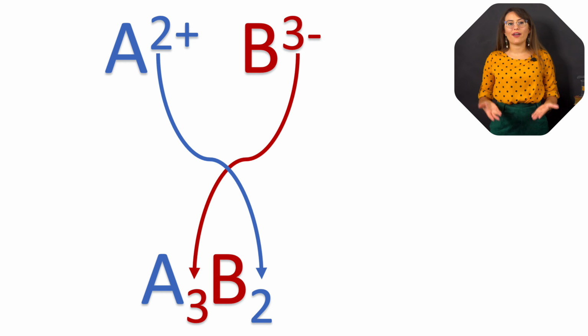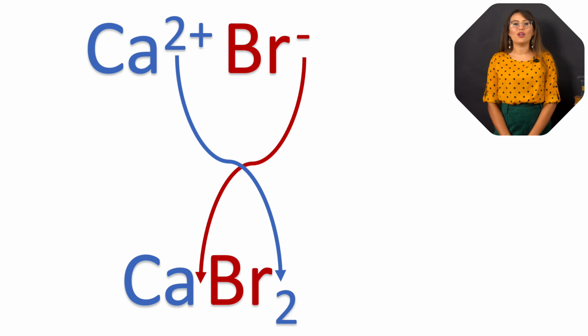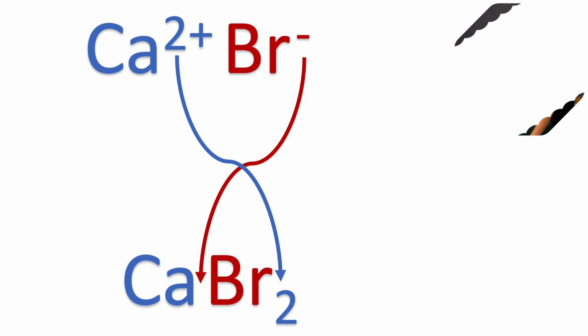For example, if we have calcium and bromine, calcium will form a +2 ion and bromine will form a -1 ion. So in order for this ionic compound to be neutral, we swap the charges and make them subscripts so that we have 2 bromine ions for every calcium ion. So this ionic compound would be CaBr2.